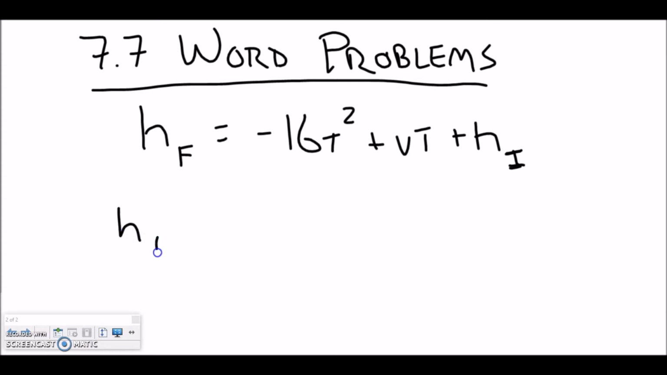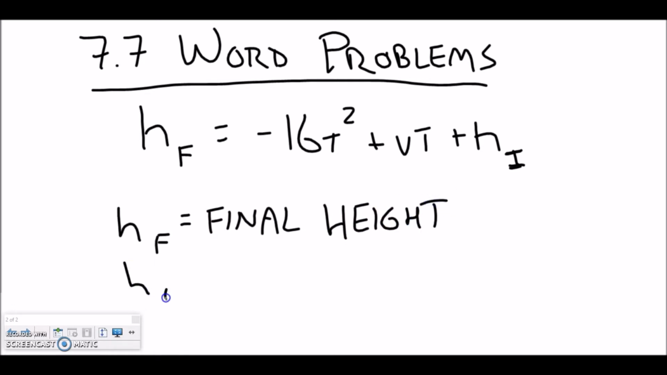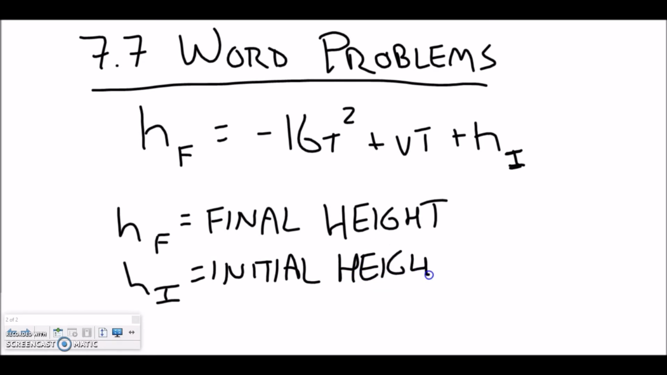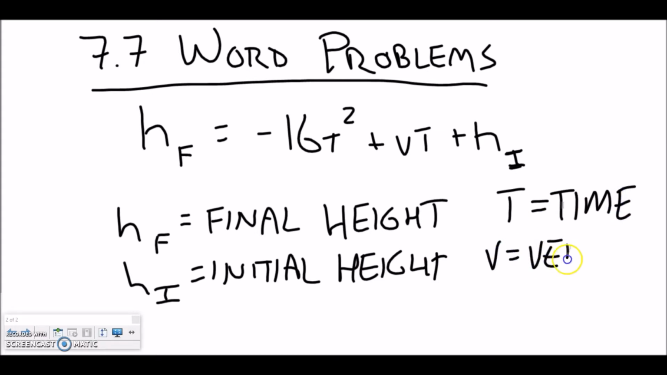All right, H. H is for heights. So HF is our final height. HI is our initial or starting height. Whoops, there's an I in there. I'll rewrite it. T is time, and V is velocity.